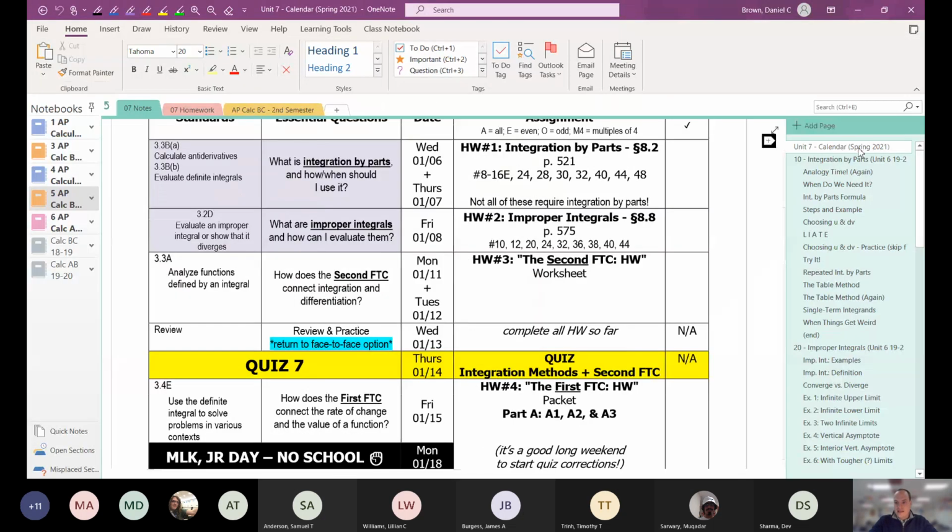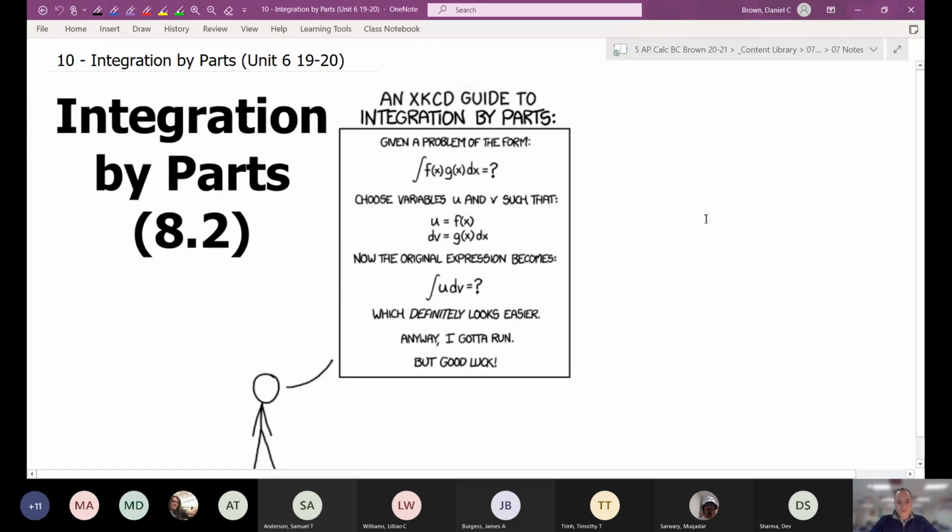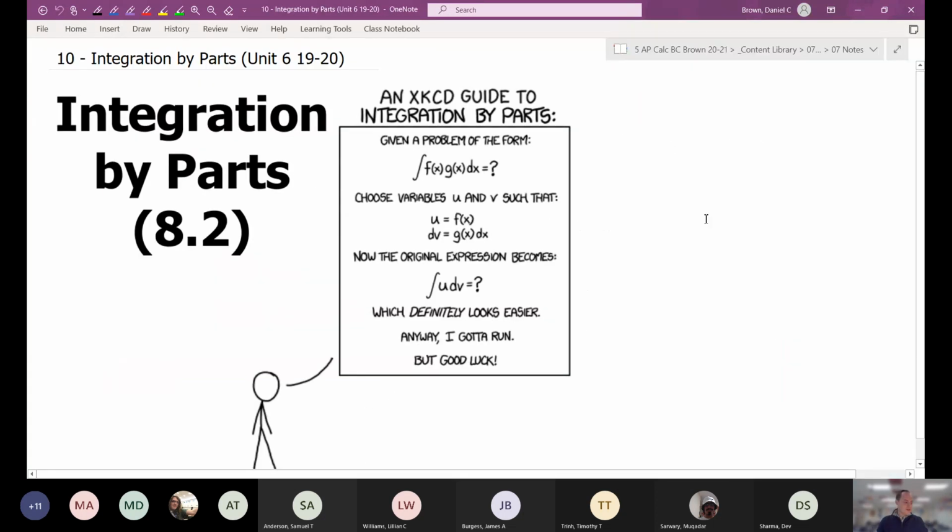So I'm going to go ahead and get started with our first topic today, which we are going to finish up tomorrow, and that's going to be integration by parts. Integration by parts is a method of integration. It is one of the only BC topics that we have, so this is not taught in the AB class. This is only a BC topic. And the short version of it is it's a way that we can integrate products.